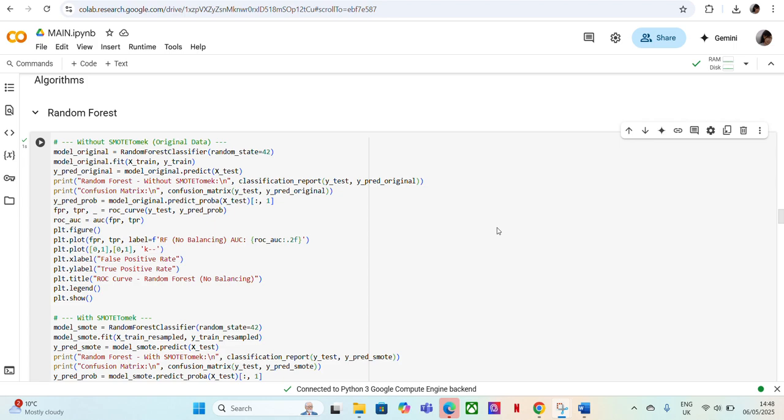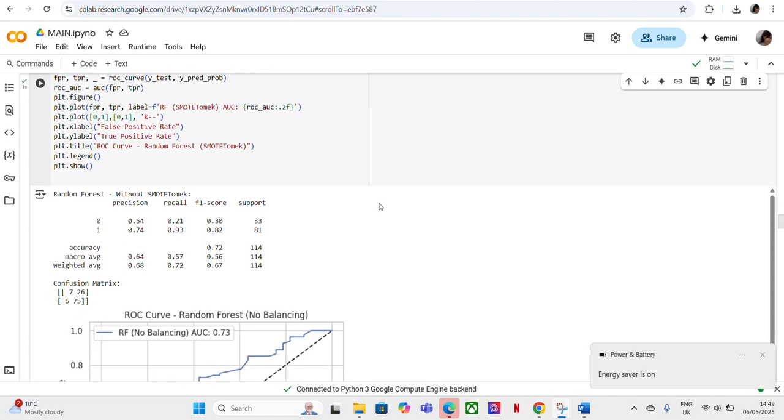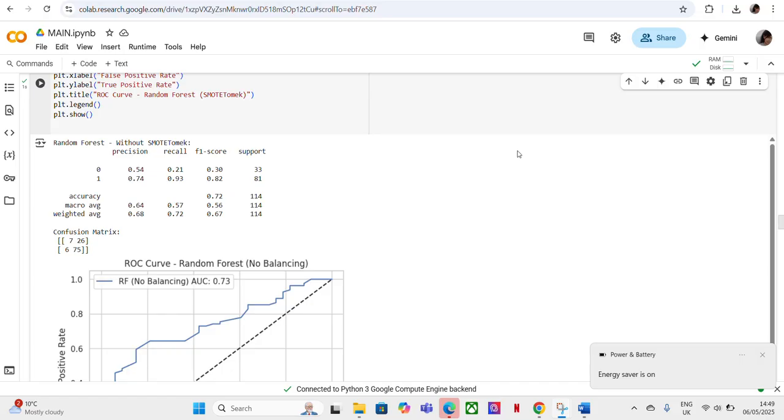So here, starting with the random forest. In random forest, first of all, taking the technique SMOTE, it is showing the random forest without SMOTE. The accuracy without SMOTE is 72%.